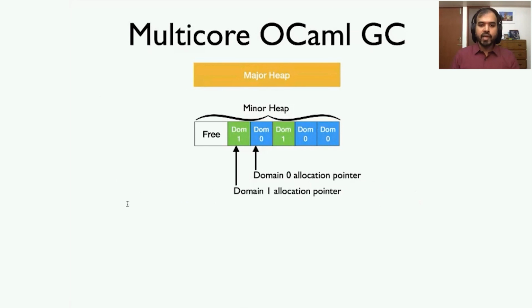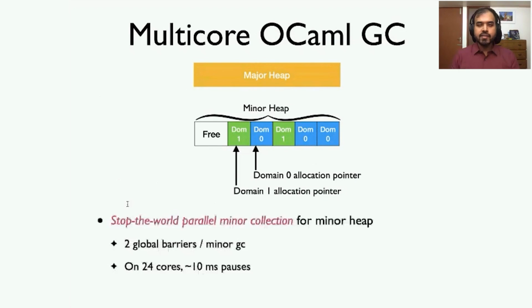And once you reach the end of the page, you request another page from the minor heap, and you only need synchronization when requesting this page. And once you exhaust the minor heap, we trigger a minor garbage collection. And the way we do that is a stop the world parallel garbage collector. So what this means is that once you exhaust the minor heap, we see all of the domains, right? All of the domains cooperatively evacuate objects from the minor heap, the survivors from the minor heap to the major heap. And you need two barriers for doing this, one at the beginning of the minor heap and one at the end of the minor heap. And in our experiments, we observed that on 24 cores, this introduces 10 millisecond pauses, which is roughly on the same order of pauses that we see in sequential programs as well.